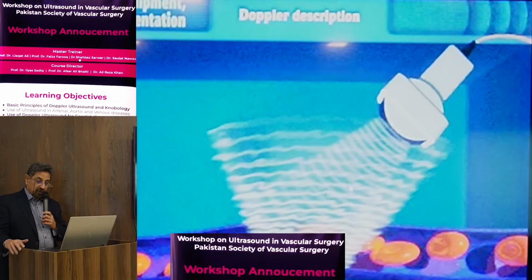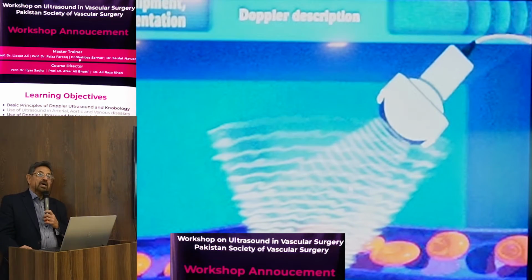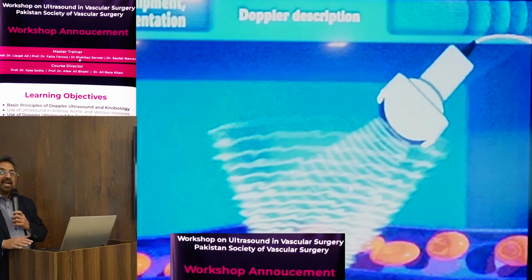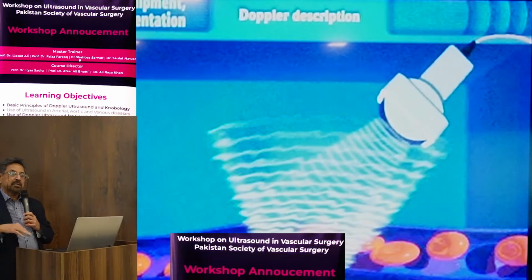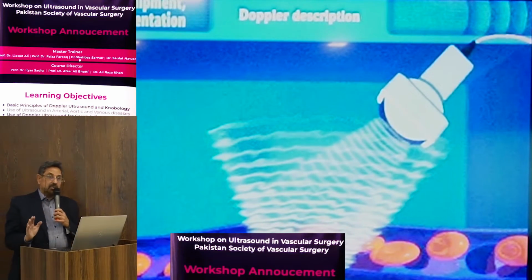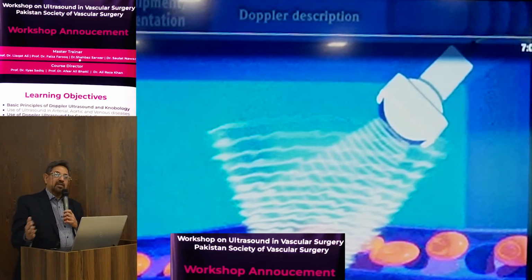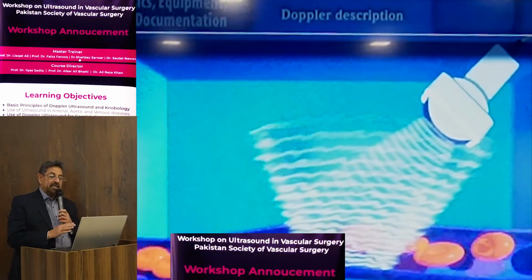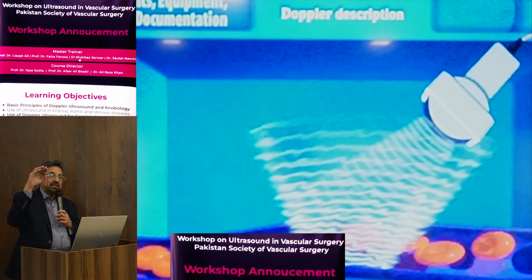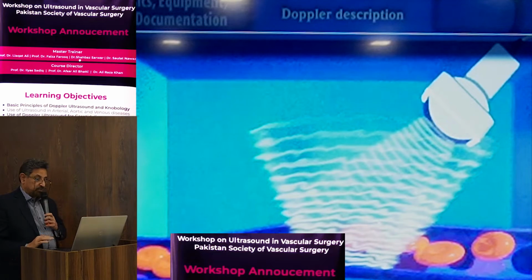And if it's moving away from the probe, it will be a negative Doppler shift. In machine setting, above the baseline is positive, below the baseline is negative. And we have set the machine in such a manner that anything going towards the probe appears red. It's not arterial or venous. It's a misconception that anything coming toward and becoming red is arterial. No. Anything coming toward the probe is red, going away from the transducer is blue. Anything coming towards the probe is above the baseline, the other is below the baseline. That's an important factor you have to keep in mind.